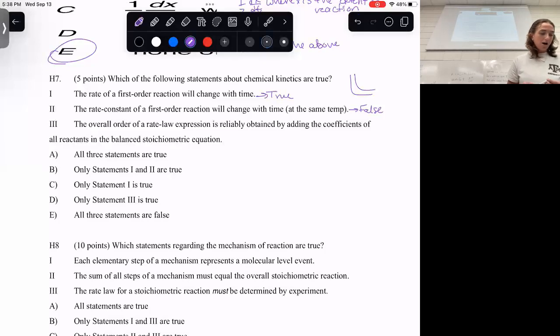Question 3, the overall order of a rate law expression is reliably obtained by adding the coefficients of all reactants in the balanced stoichiometric equation. False. Good. How do we get the overall order of a reaction? We need the exponents of the rate law.